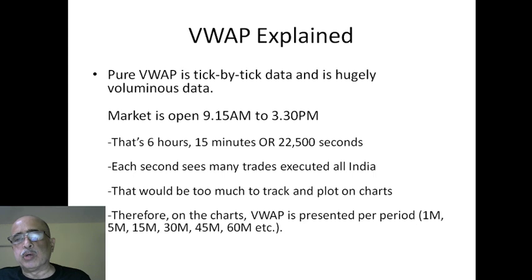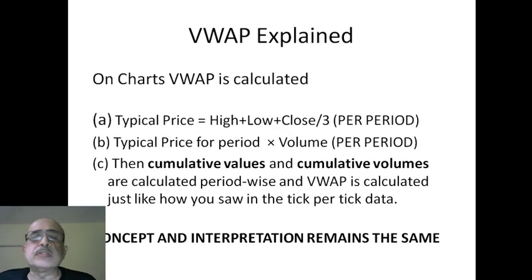If it crosses below the VWAP, it's a bearish sign. But it is not as simple as just crossing over. There are many other things that you need to check, and we'll come to that. So, how is the VWAP calculated on the charts?